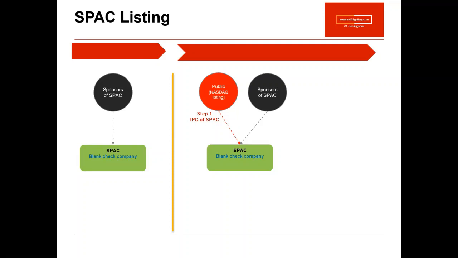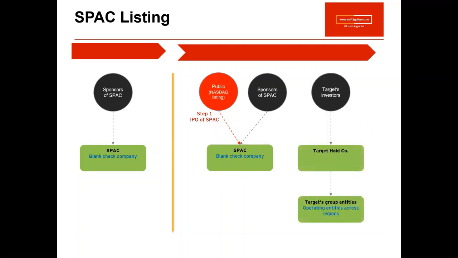If the shareholders agree that yes, this is the target we want to invest in, and our money should be invested in this particular target, the next steps will come into place. Otherwise, the money would be refunded back to the public. So it is kind of a refundable investment given by the public shareholders. The next step would be to identify a target.